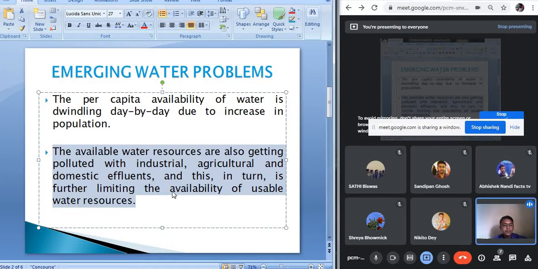So what is happening is that the amount of fresh water is reducing day by day, and on the other hand the demand for water is also increasing. So we are going to face a severe water scarcity, a shortage of water.